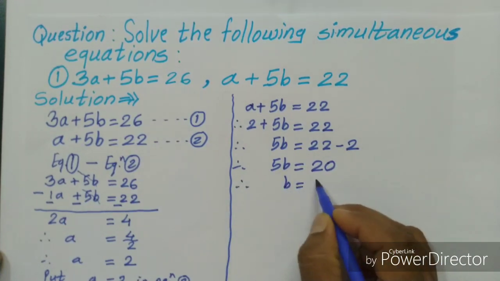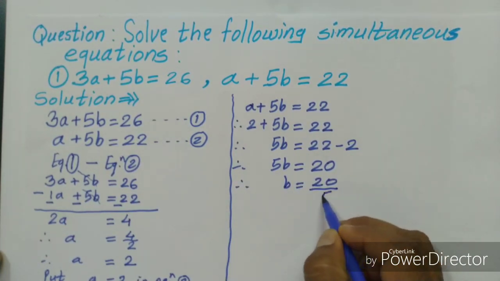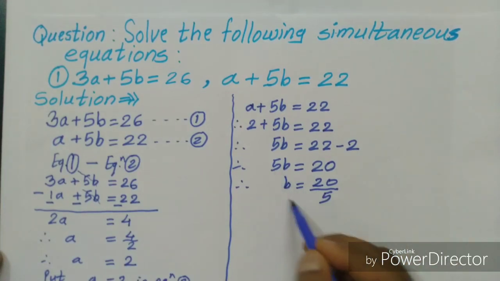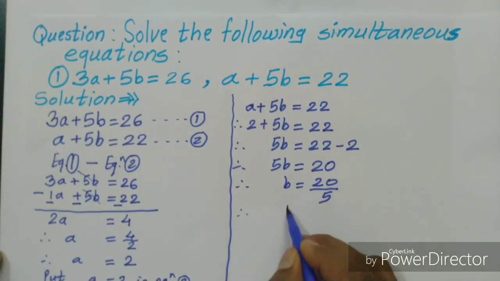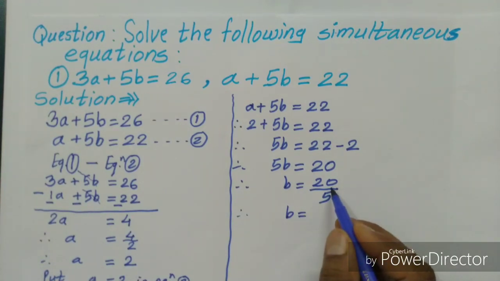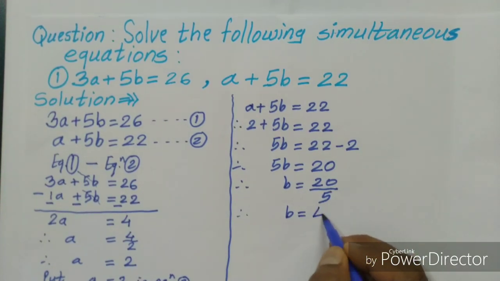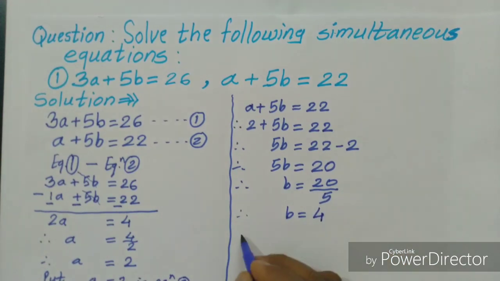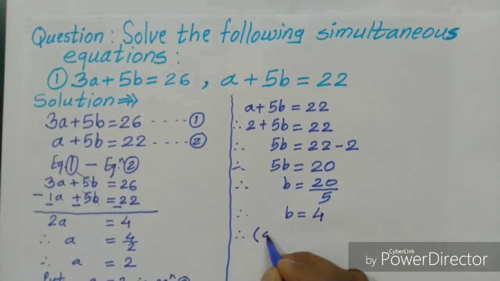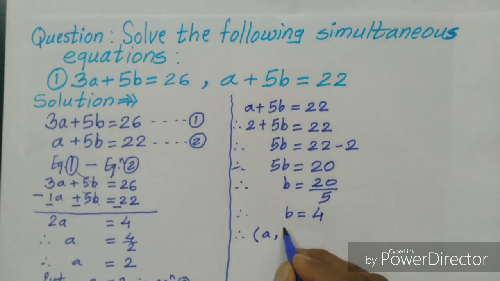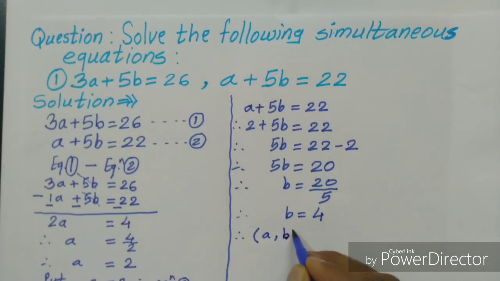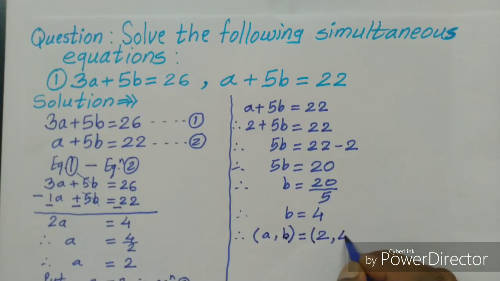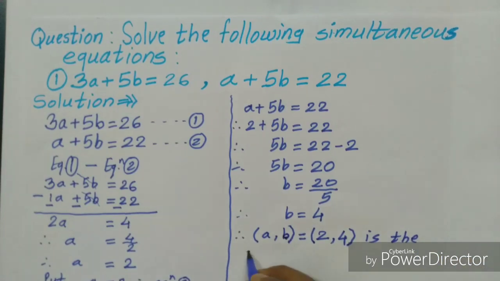Therefore, b is equal to 20 upon 5. Five fours are 20, so b is equal to 4. Therefore, the values are a is equal to 2 and b is equal to 4, which is the solution.